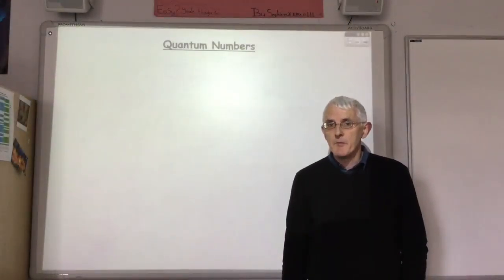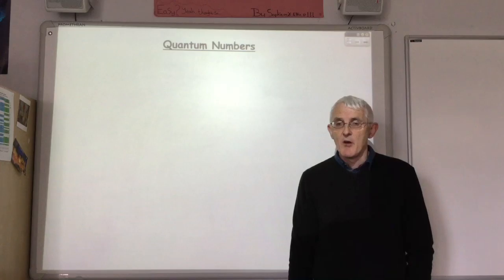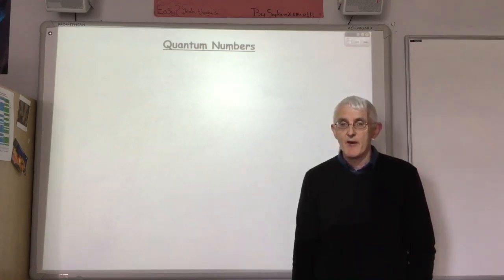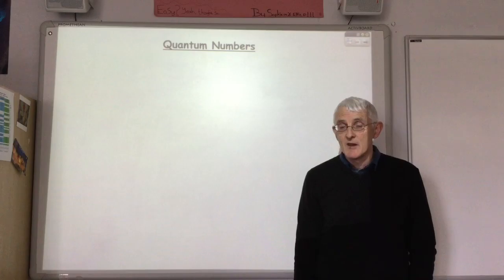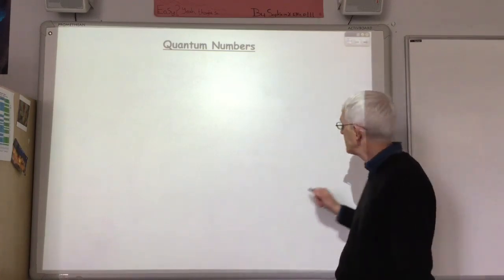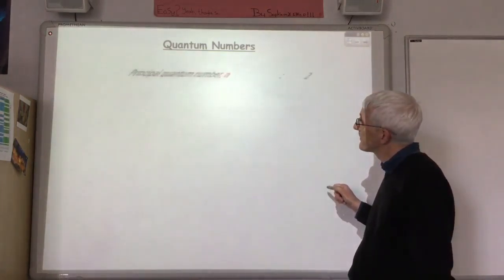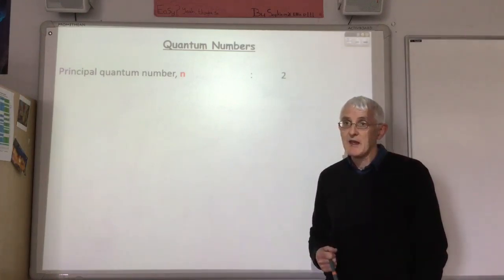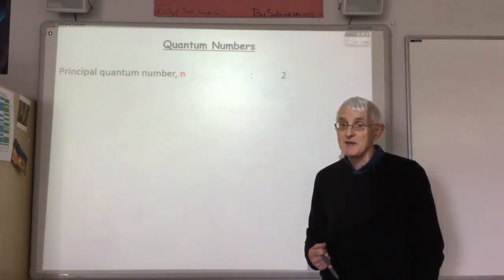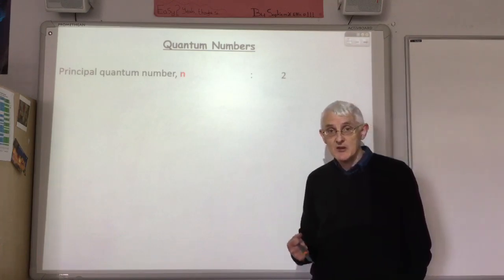The final quantum number, the spin quantum number, only has the values plus a half or minus a half, depending on whether the electron is spinning in a clockwise or an anti-clockwise direction. So let's look at a couple of electrons and their quantum numbers. So if an electron has a principal quantum number n equal to 2, that means that electron is in the second energy level.